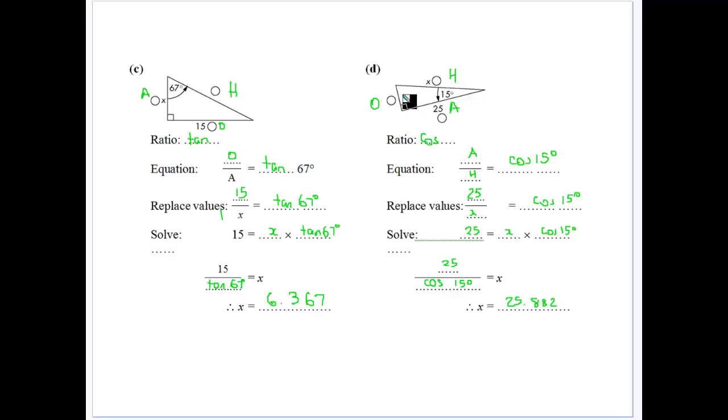This time we've got the cosine ratio because we've got the adjacent side and the hypotenuse. Again, we do our calculations as we've done before to get x by itself, and then do our calculation for x.